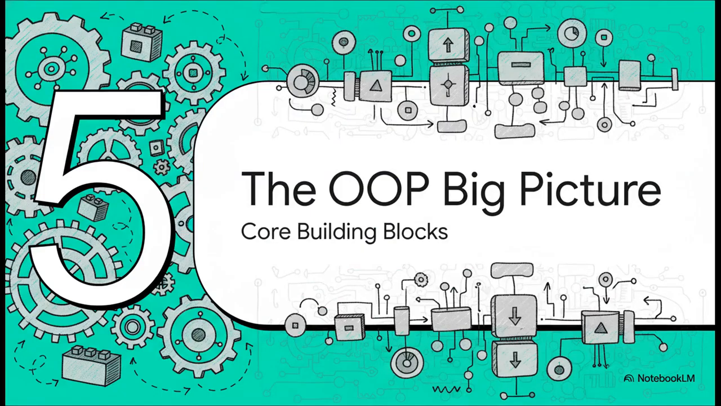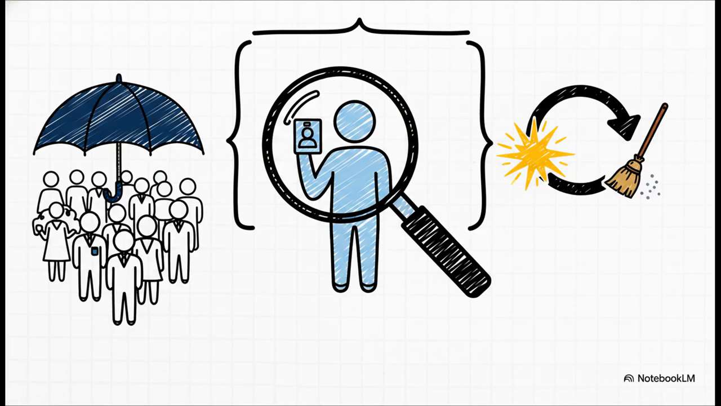Finally, Section 5, the OOP Big Picture. Let's bring it all together. Here are the core building blocks we've tackled today. You've got the class method, which uses cls to take a step back and manage that macro class-level data. You've got the self argument, zooming way in to make sure every single object keeps its own unique identity. And of course, the lifecycle managers, __init__ to handle birth and setup, and __del__ to handle death and cleanup.